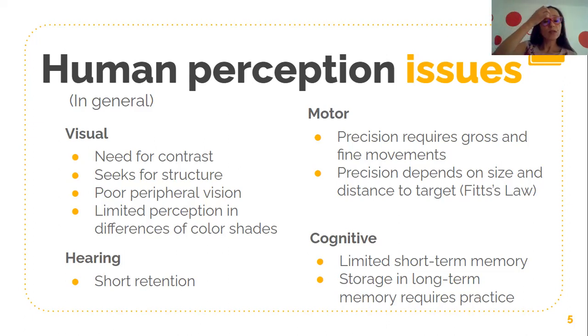So for the visual issues, we need contrast. Every time that we're going to read something or to visualize something, we need enough contrast between text and background so that we can clearly distinguish, for example, text, and then we can easily read it. So we need enough contrast. And then naturally we will seek some structure in everything that we see. For example, we detect as a group things that are close together. We think of them as a group, or we visualize them as a group.